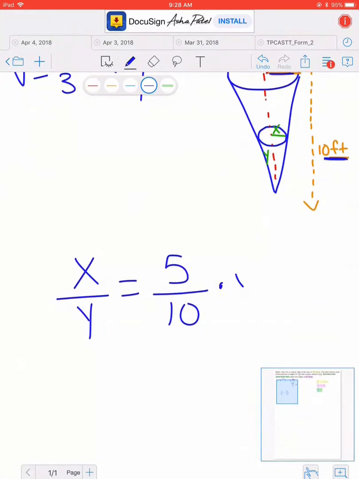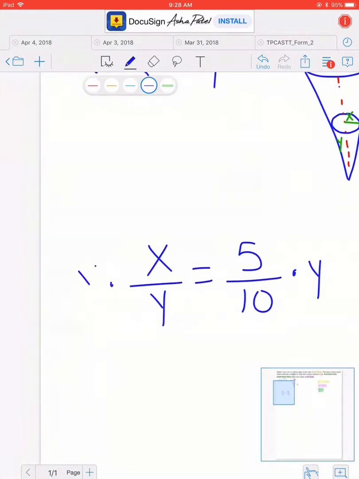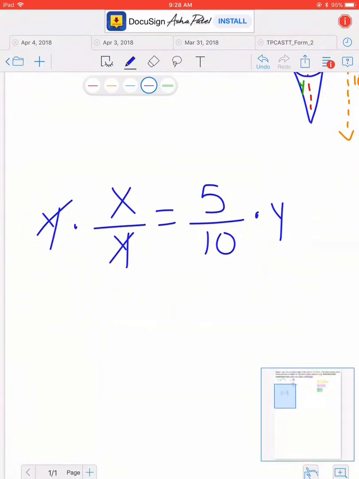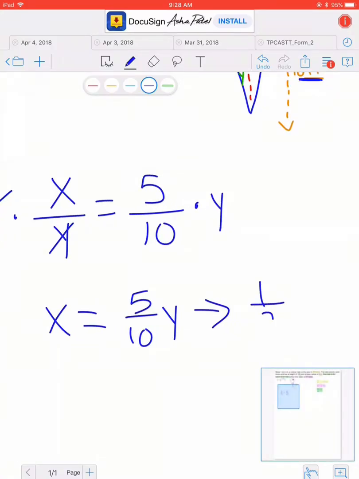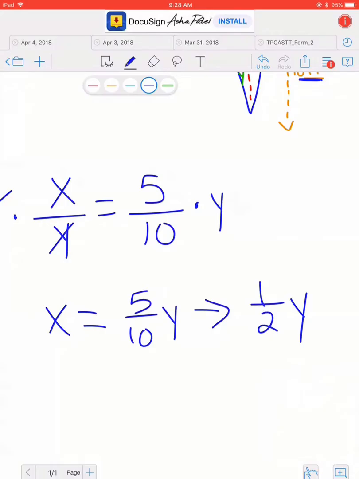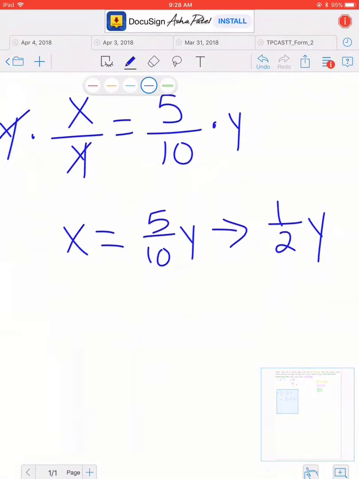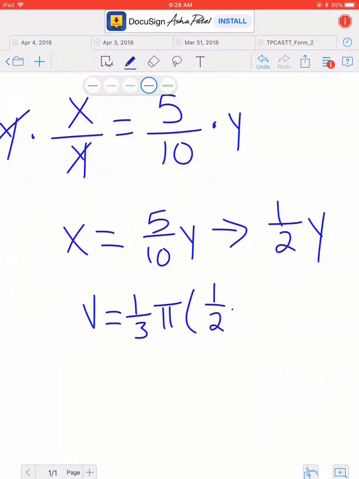So first we're going to multiply both sides by y. The y's will cancel, and you'll have x equals 5 over 10 y, which then reduces down to 1/2 y. So after you get that, you're going to plug what you just solved for x into your equation. So you're going to have V equals 1/3 pi times (1/2 y) squared times y.